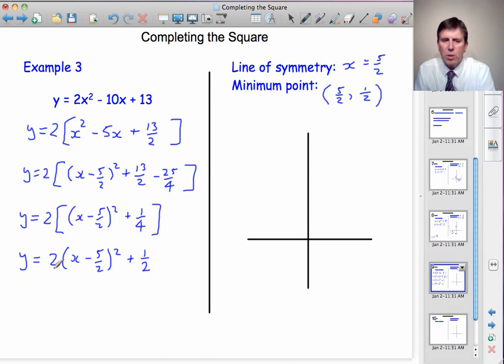What we would get with a 2 there is a steeper graph, and if I was doing a scale drawing rather than a sketch, we'd see a much steeper graph than when we only have 1x squared. Right, x equals 5 over 2 will give me the line of symmetry. So we'll put 5 over 2 in there. And the minimum point occurs when y is a half.